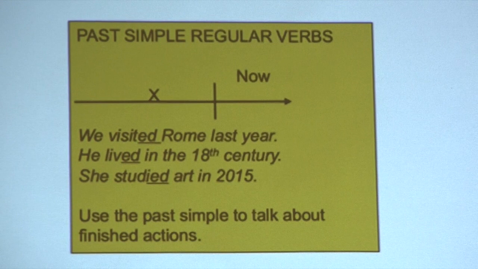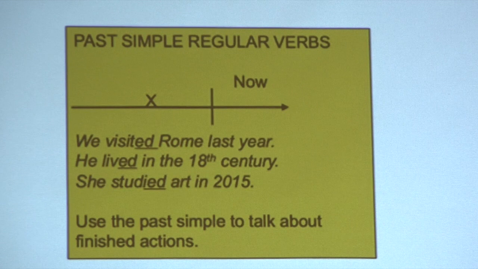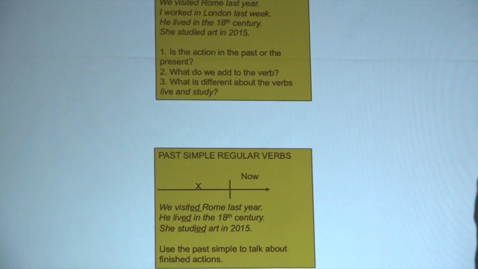You tell them, put ED on every verb, and the students are really happy until they come across the verb go, and then they think, what? That doesn't work, that's not a rule, that's not true. Or we can take the approach at the top: we give them sentences and we ask students questions and they have to discover the meaning. Which approach do your students prefer, top or bottom?